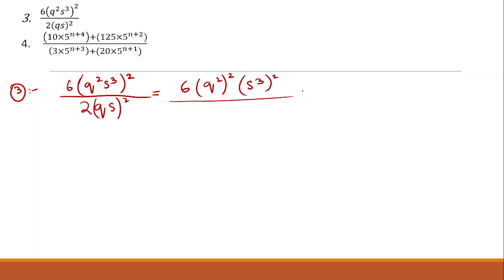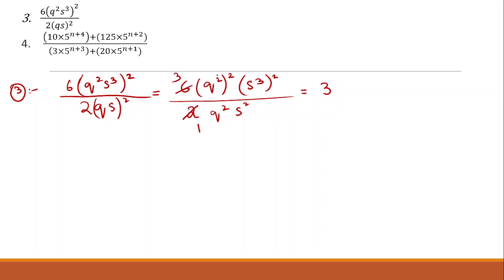When there are two numbers being multiplied with each other, variables or numbers, we can basically split them into individual powers. So q square to the power square, s cube to the whole square. Similarly, in the denominator we have q s to the whole square, so we can write q square and s square. So this 6 divided by 2: 2 multiplied by 3 is 6, so 6 divided by 2 is 3. So I can write 3.